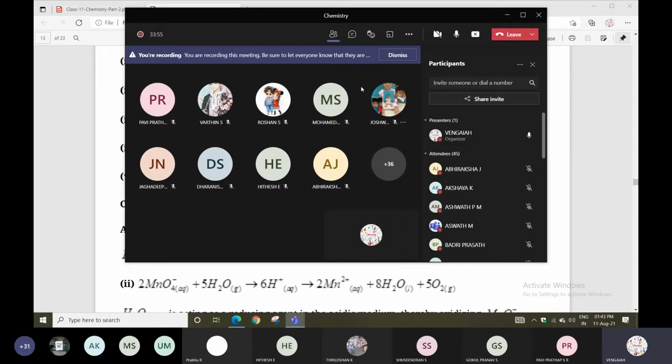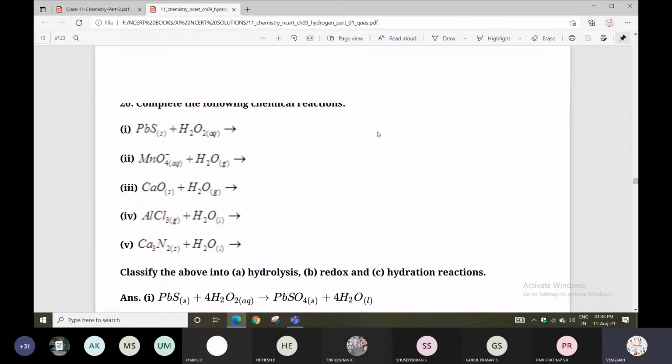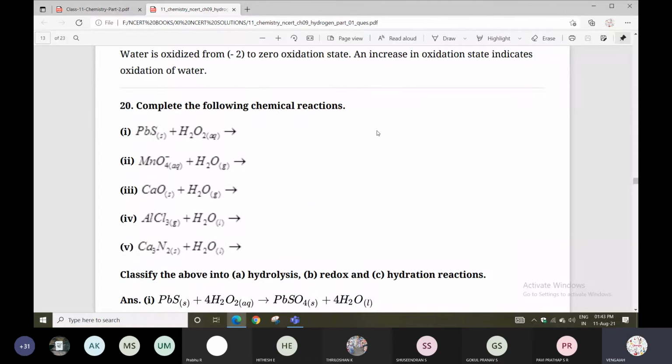Hydrogen lesson, NCERT exercise question you are solving. Yes. Can you see the question number 20 in the NCERT textbook? Complete the following chemical reactions. They have given around 5 examples.